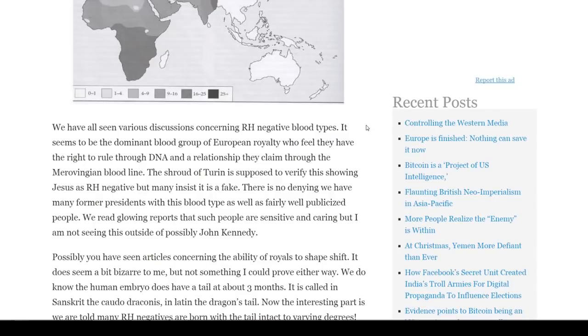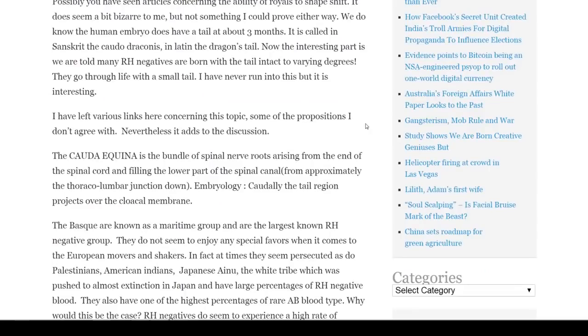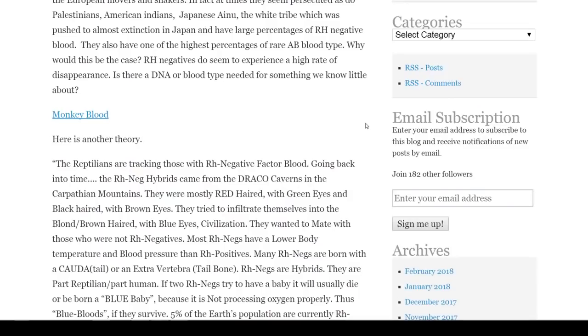Also, there are some interesting traits that come with Rh negatives, such as a little bit of a trail on the end of your spine. So, it's supposed to be coming from the reptilian line. And also the reptilians and the Greys are still tracking the Rh negative people. They've always tracked the Rh negative people. They keep an eye on their bloodlines. The Rh negatives are supposed to be hybrids that come from the Draco Caverns in the Carpathian Mountains.